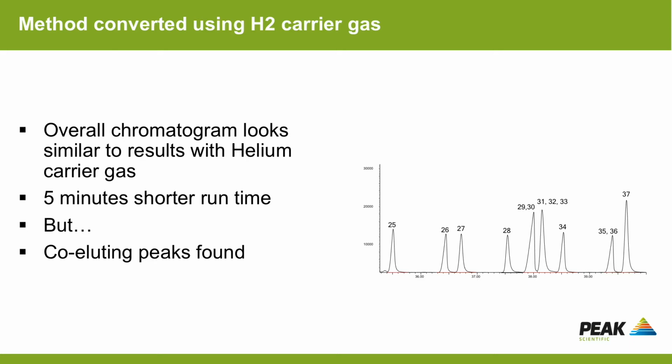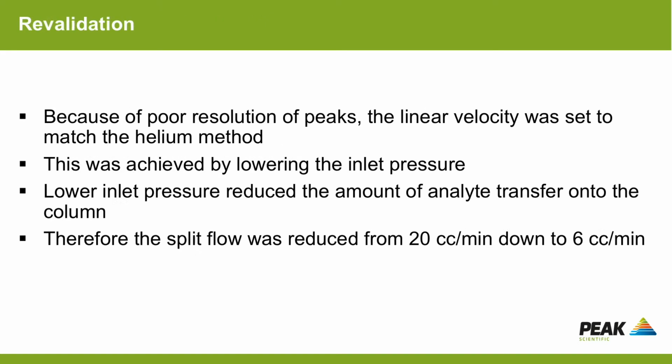So to make the method development simpler, the customer decided to match the linear velocity of the method using hydrogen to that which was used when helium was the carrier gas. And so this was achieved by lowering the inlet pressure. Because hydrogen is more viscous, to achieve the same linear velocity of gas through the column, you require less pressure to get the same velocity through the same column.